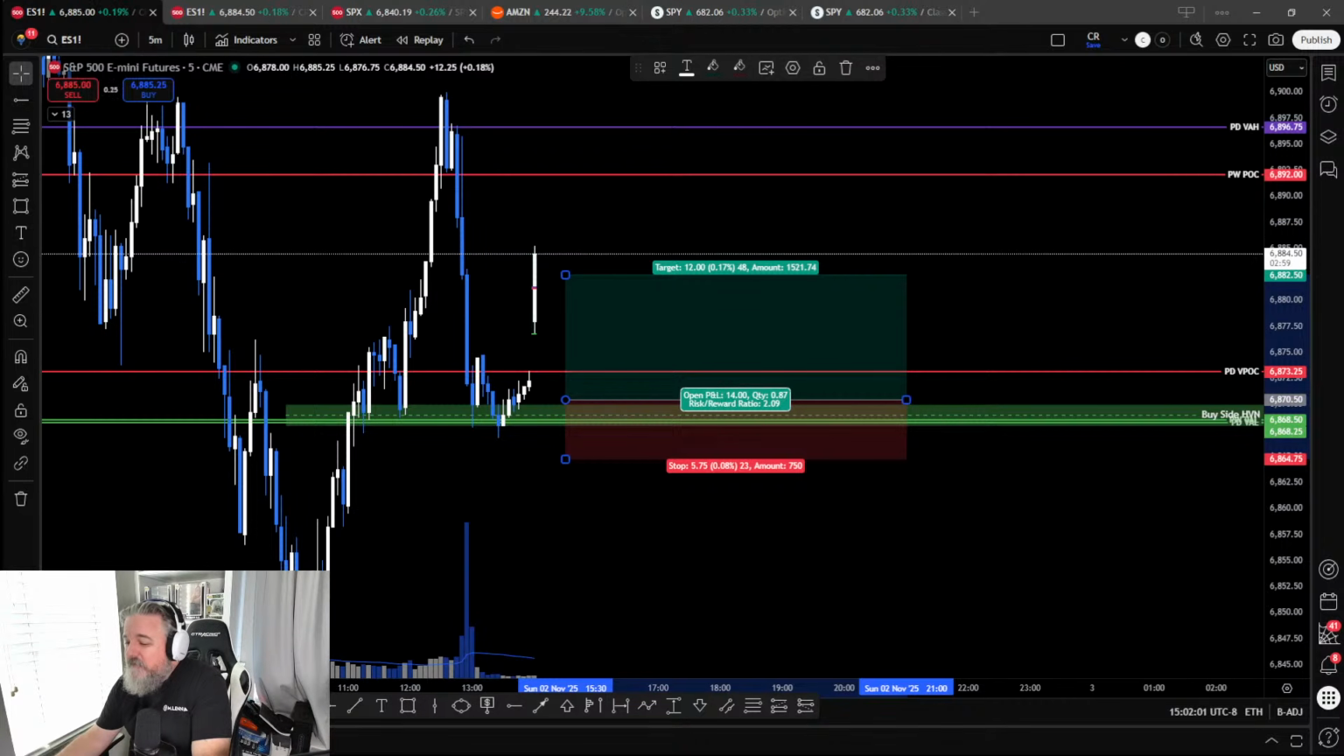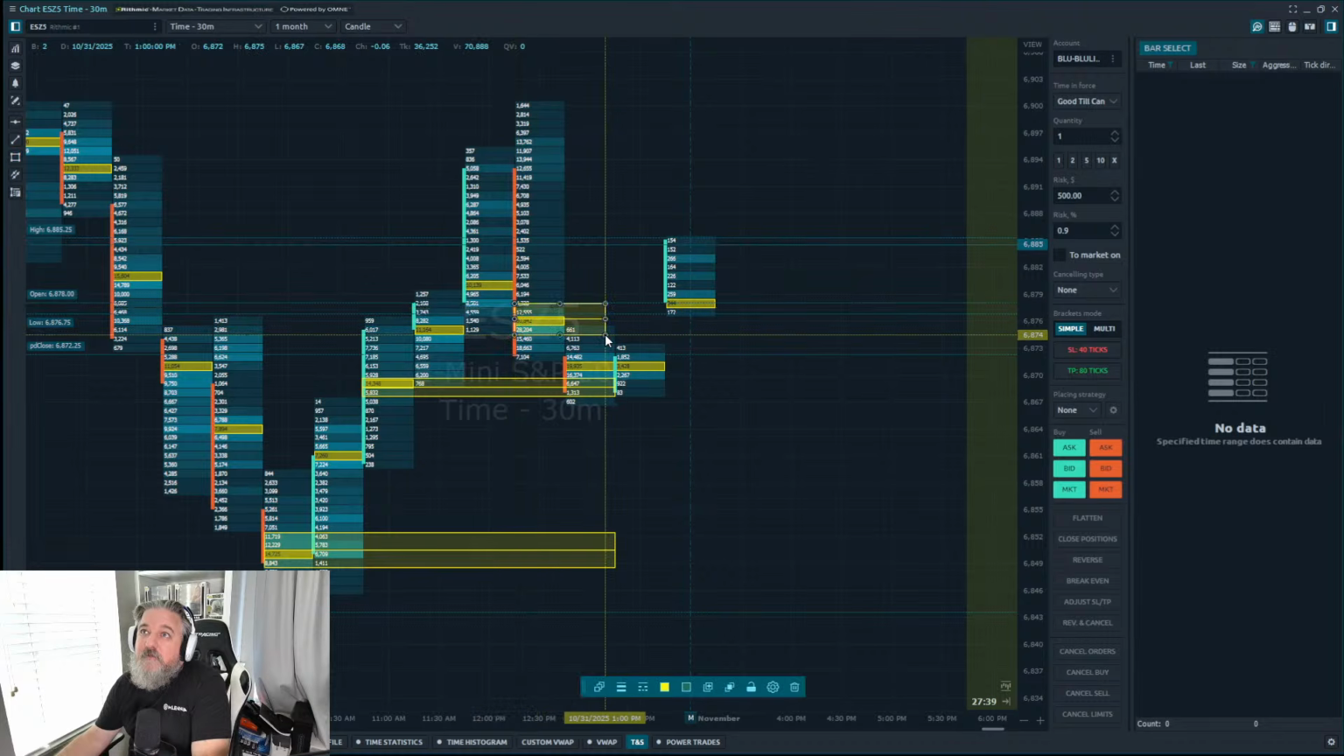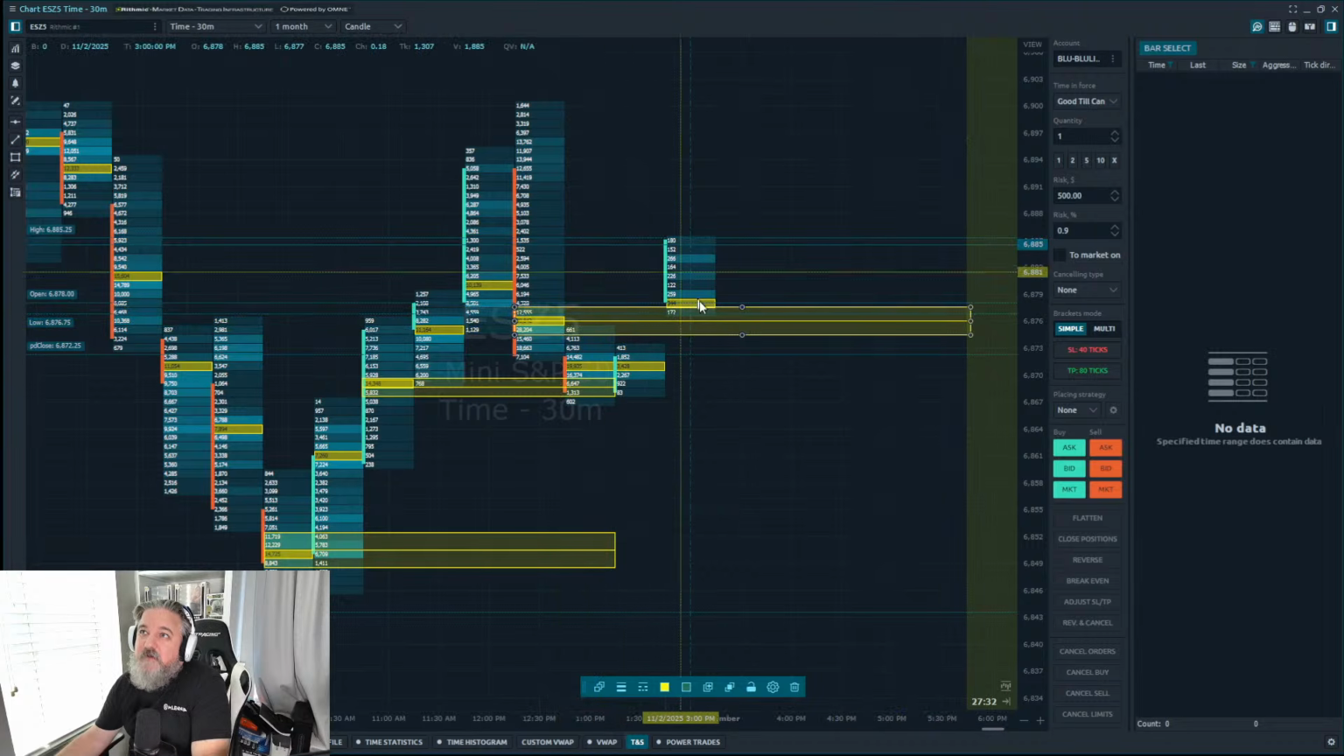Do we have any high volume nodes above? Oh, I'm probably really stupid. We came right to this, right? Alrighty. I didn't give myself enough time to look at futures before we opened here. This was our entry long that we just missed. Sorry, everybody.